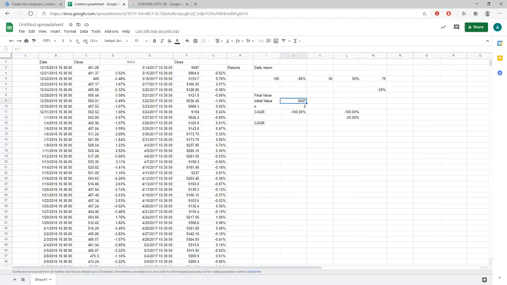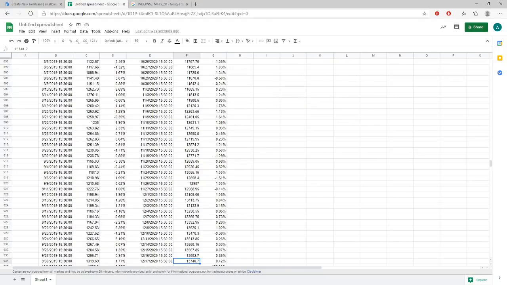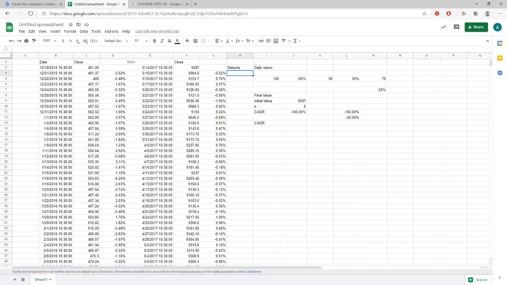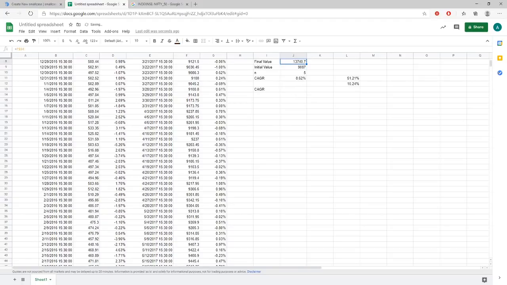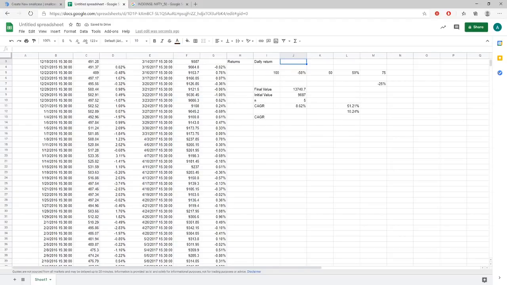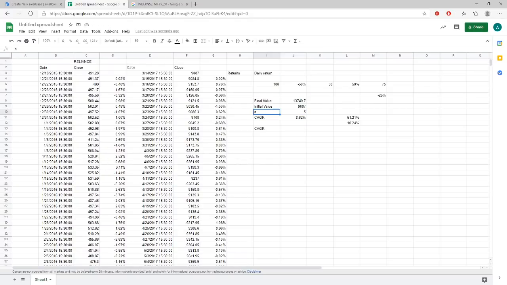I know what my initial value is. If I look at my final value, it is 13,000 something. Right. Now, but the thing is, n, the time in years, is not 5. It is less than 5 because I am starting in 2017. But I need to calculate what is the exact number of years from a particular date to this. So an easy way to do this would be as follows.